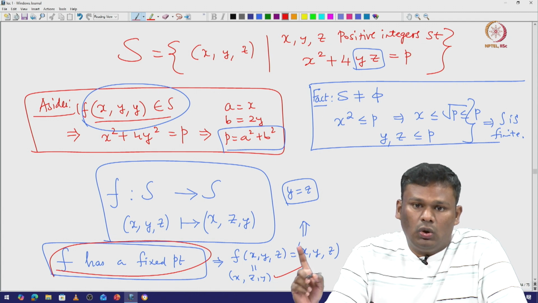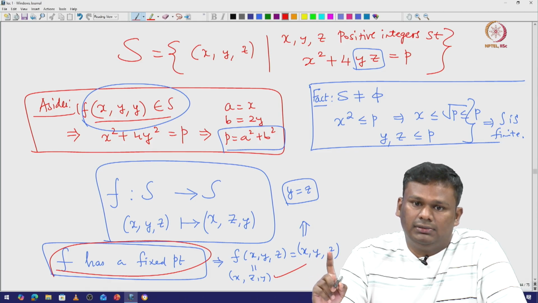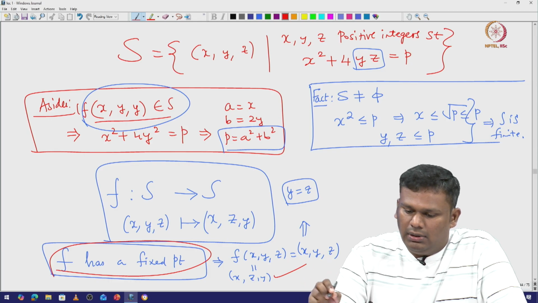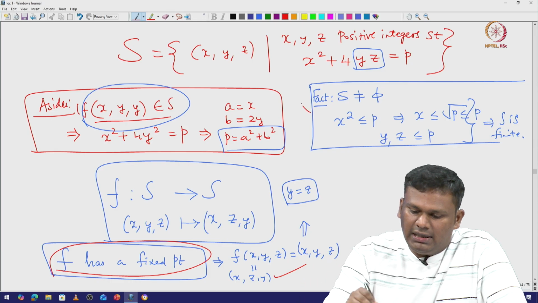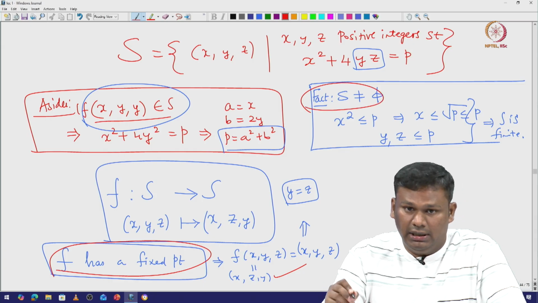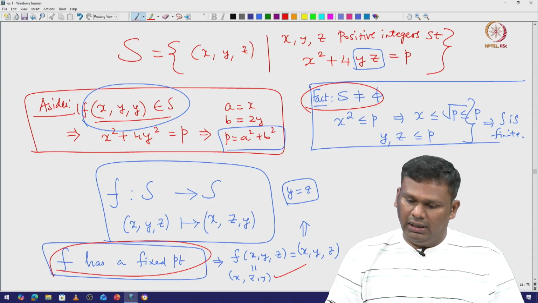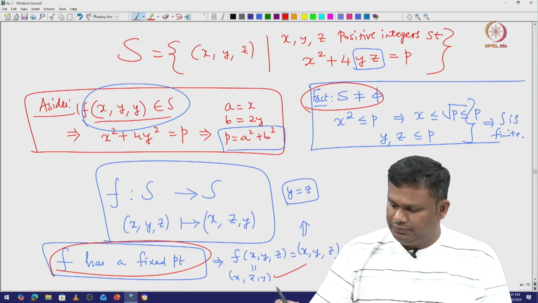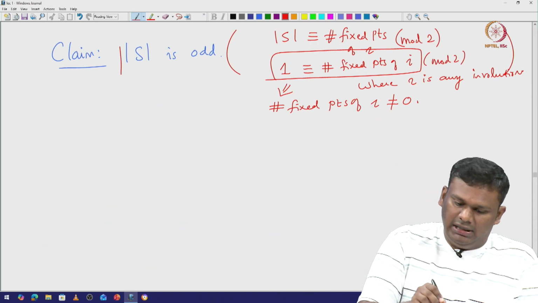Okay. So, the core part of the proof is that we need to say the cardinality of S is odd. So, it actually immediately implies the fact that S is non-empty as well. That is also something you can get for free, because odd numbers cannot be 0. So, this is the ultimate goal.